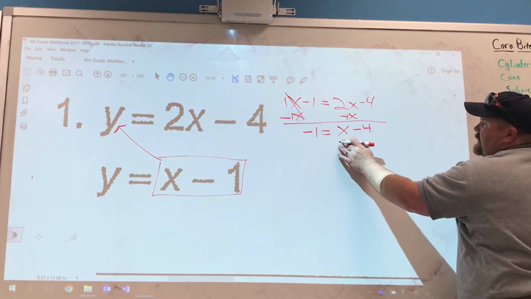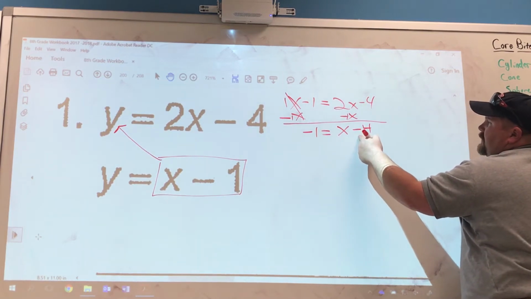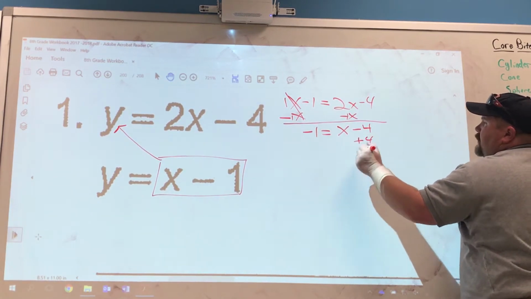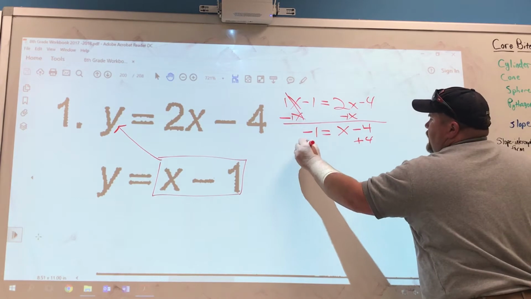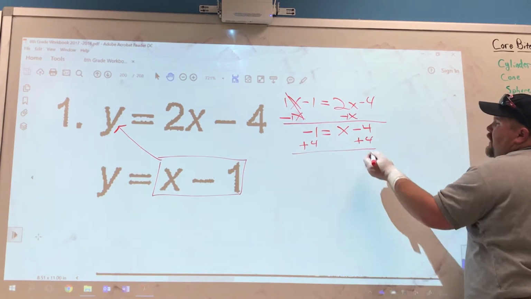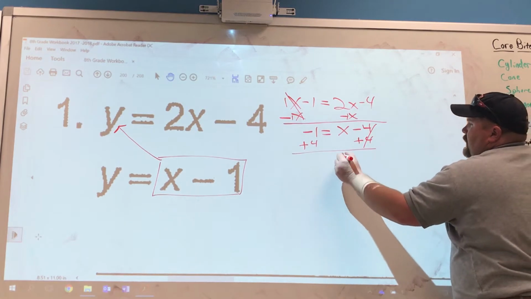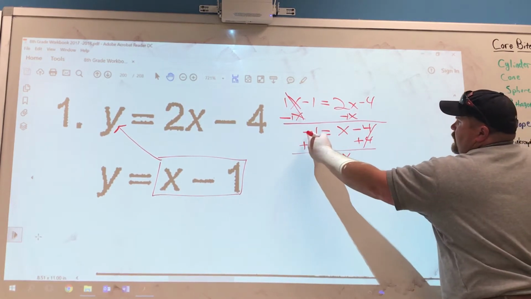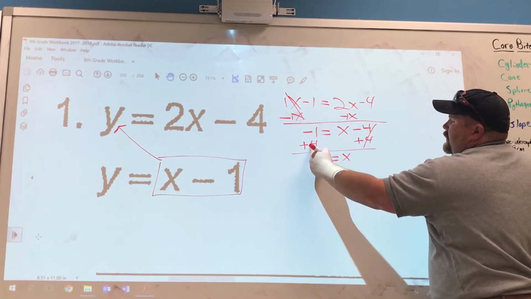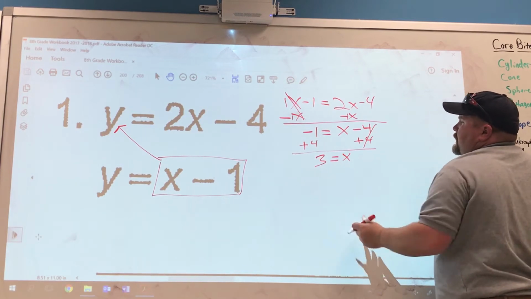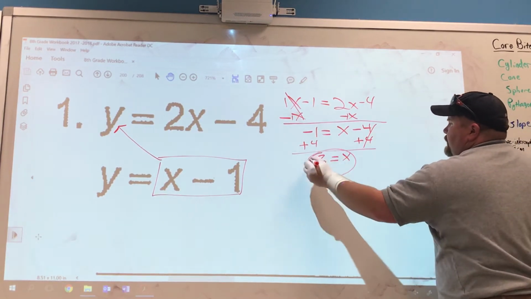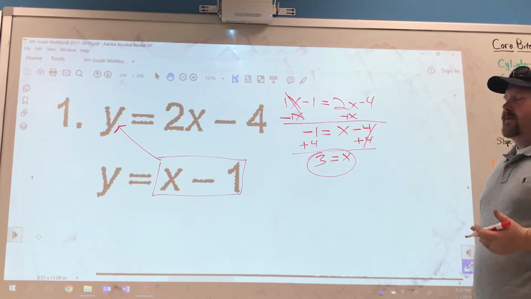Trying to isolate x, get it by itself. So we need to get rid of the minus 4, so we're going to add 4 because that'll cancel it out. And it's the inverse operation, it's the opposite. So those two things cancel each other out, and we have x on the right hand side. On the left hand side we have negative 1 plus 4, which is 3. So we end up with 3 equals x, or x equals 3, you can say it either way.